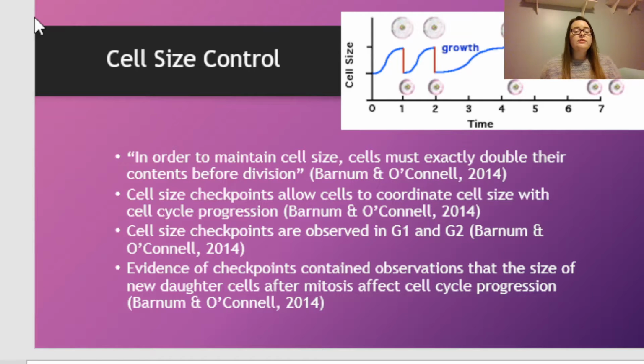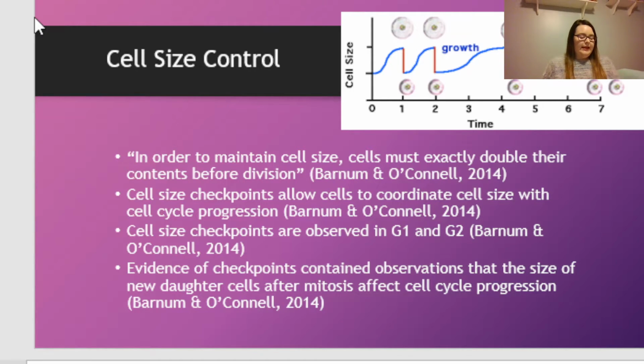The cell size checkpoints are observed, which we already saw in G1 and G2. There were particular checkpoints within the cell cycle that either gave, again, thumbs up or thumbs down as to whether that cell was good to go on to the next phase or not. And we see evidence of these checkpoints in observations that the size of the new daughter cells after mitosis affects the cell cycle progression.